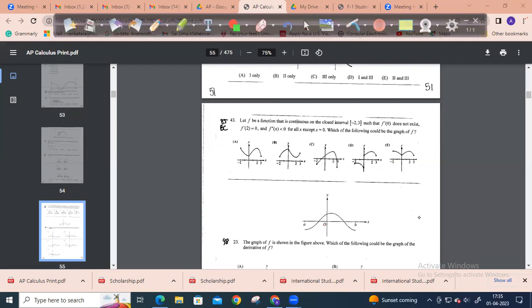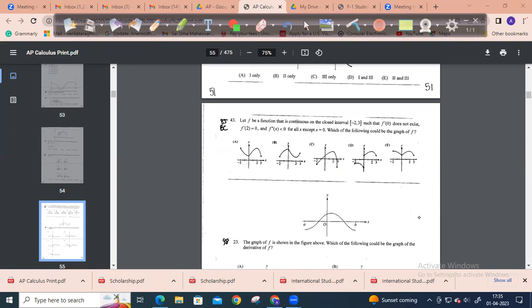Okay. Now see the 43rd one. They're saying a function is continuous in the closed interval -2 to 3, such that f dash 0 does not exist. Derivative does not exist at 0. And they're also saying f dash 2 should be 0. And they're saying f double dash x should be less than 0 for all x except x is equal to 0. Which of the following could be the graph of f?